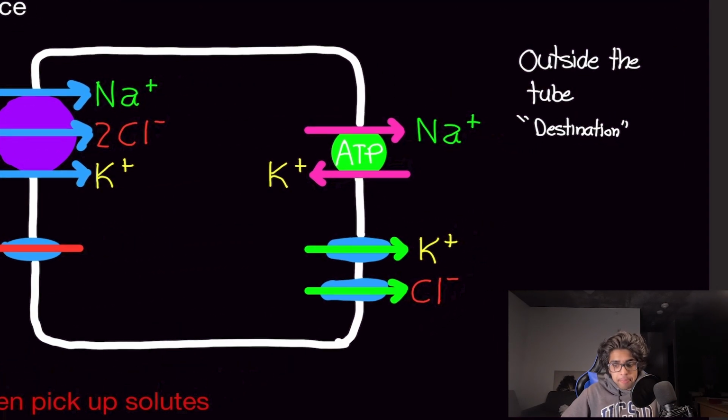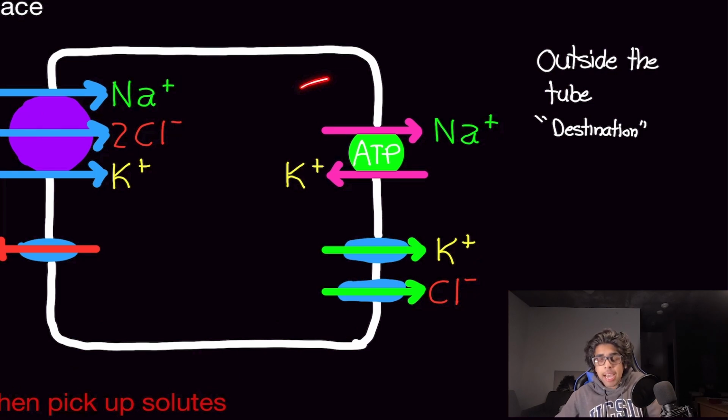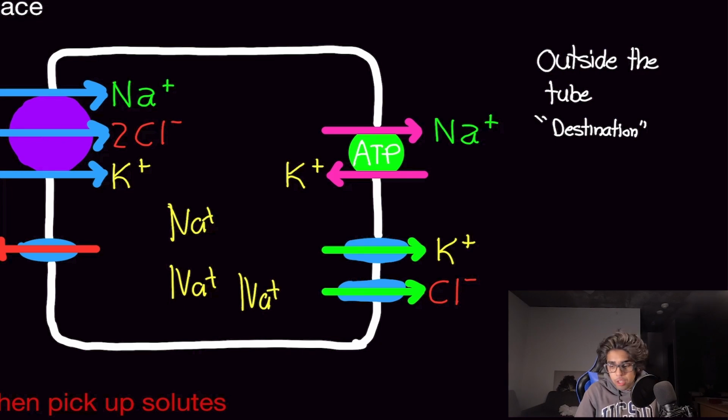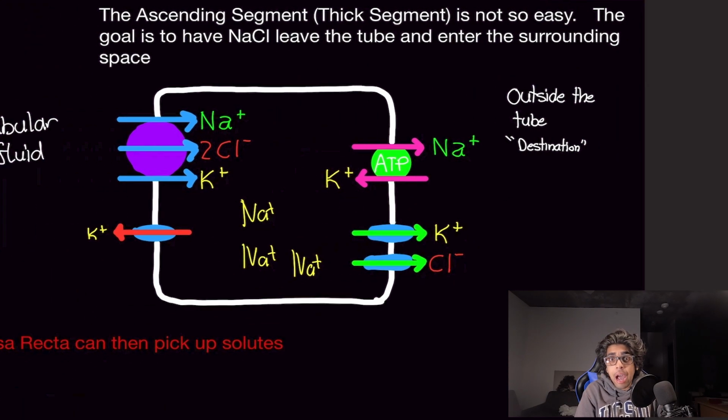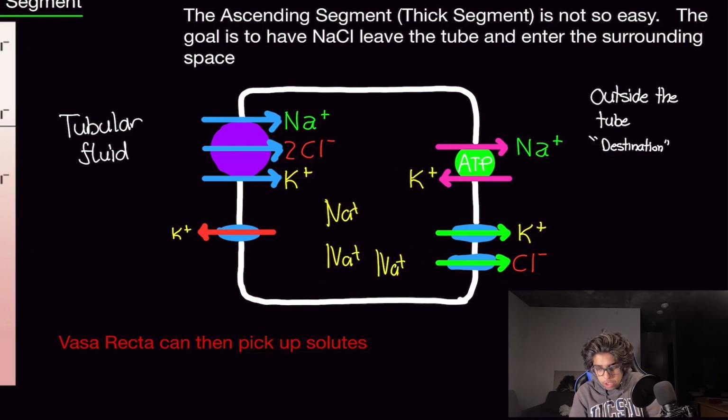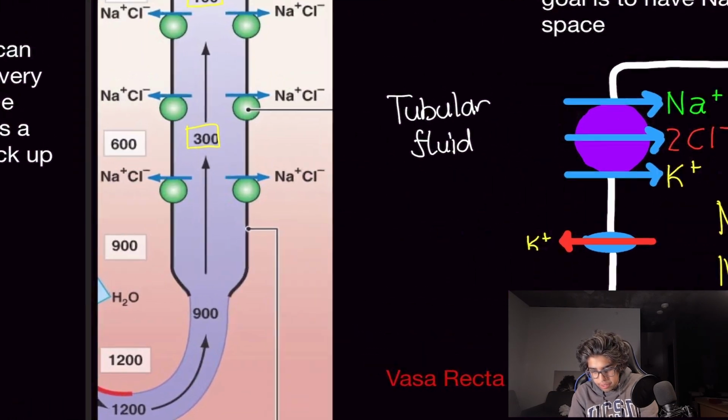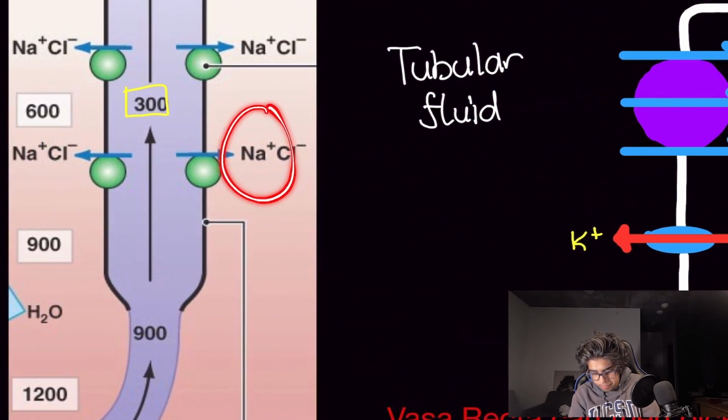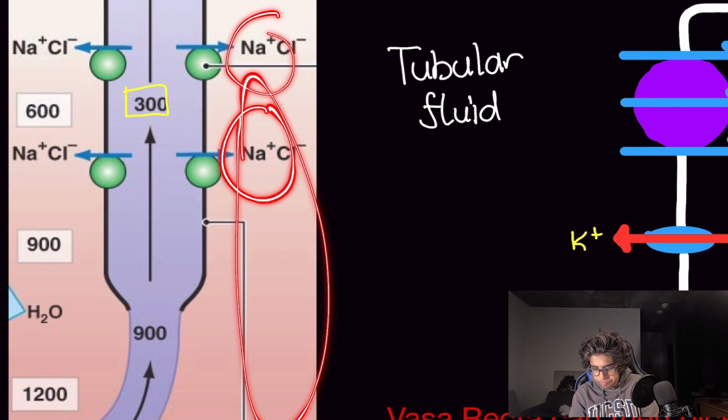Now, at the same time, we have the sodium and potassium pump going on. Now we have an influx of sodium. We have a lot of sodium inside, right? We need to shove it out. So we're going to use the sodium-potassium pump. The sodium-potassium pump is going to shove sodium outside the tubular fluid. So it's going to join this area here. Okay?